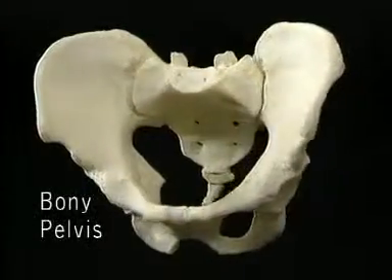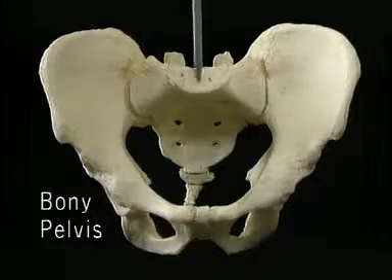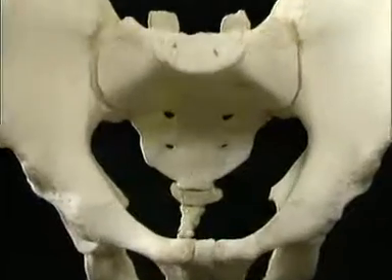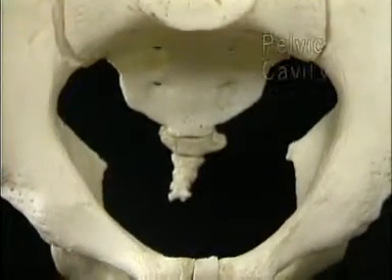For a start, we need to understand something about the word pelvis. The pelvis is commonly used as the short name for two different things: the bony pelvis and the pelvic cavity. This is the bony pelvis, consisting of the sacrum and the two hip bones. This is the pelvic cavity.